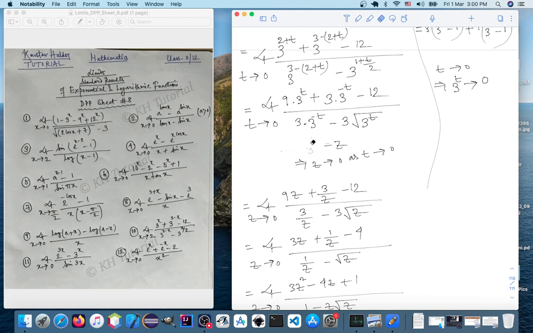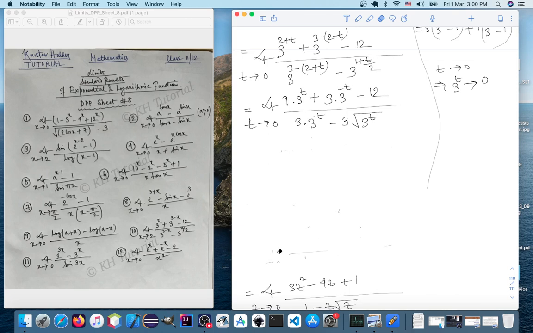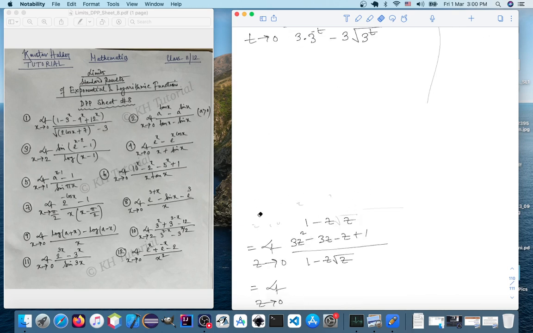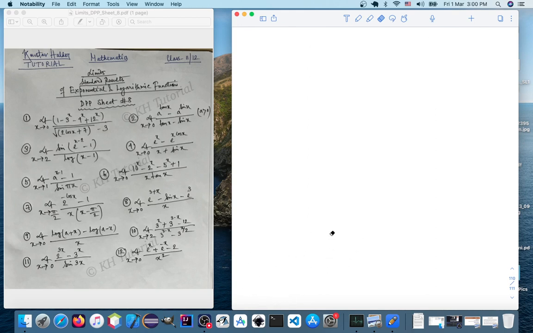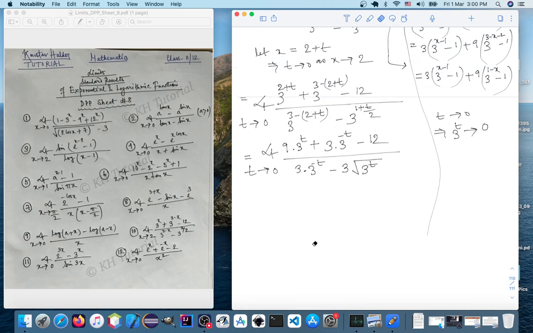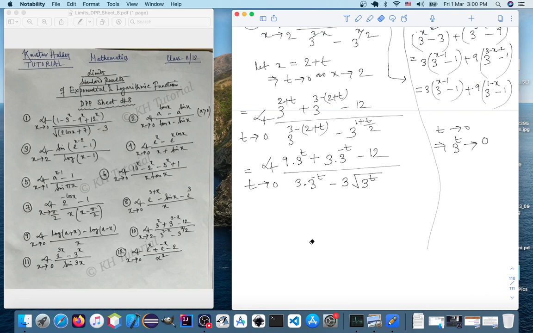I don't think we will need this change of variable again. 3 into 3 to the power 1 minus t, minus 3 to the power 1 minus t. 3 into 3 into 3 to the power t by 2. So this is fine.